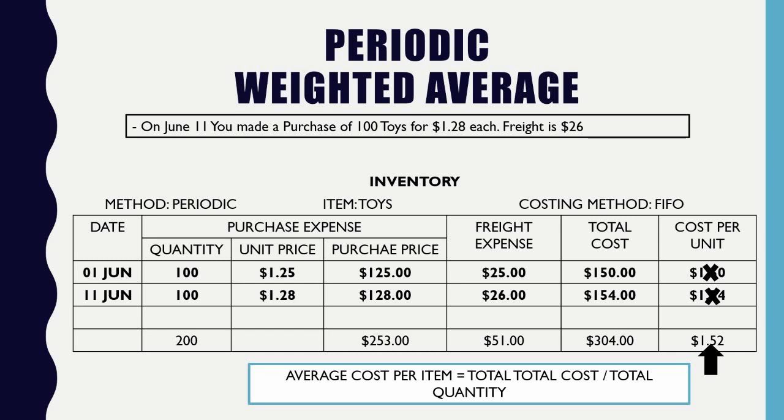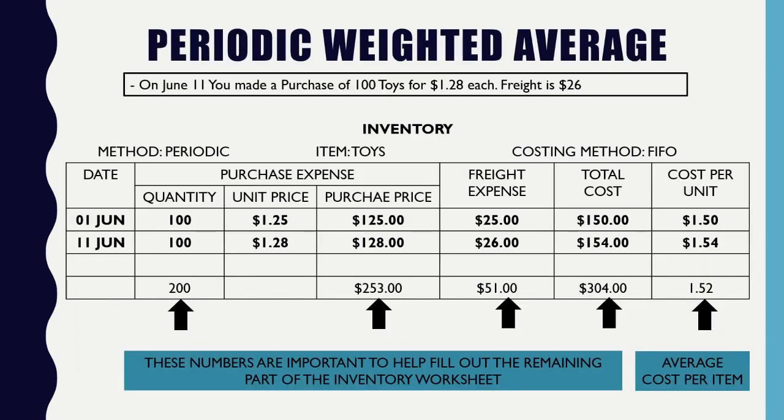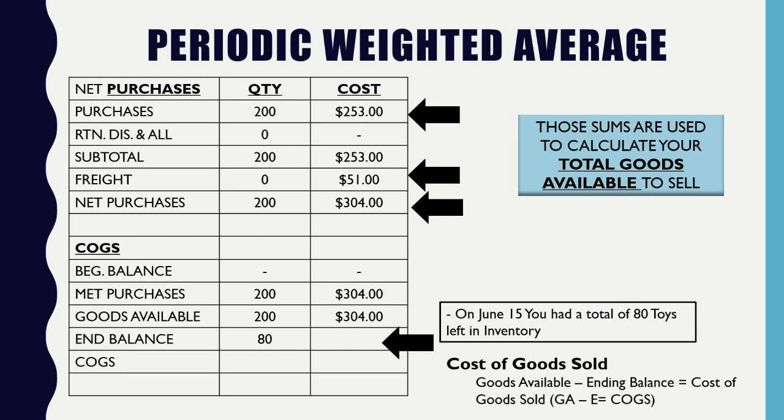So now that I have this number, right, I can now go ahead and plug it into my bottom half of the inventory worksheet, okay? So again, I plug my numbers into my net purchases like usual, okay? And because I don't have a beginning inventory, my net purchases becomes my goods available. Now, because I've already solved for my average cost per item, it's going to cost me $1.52.